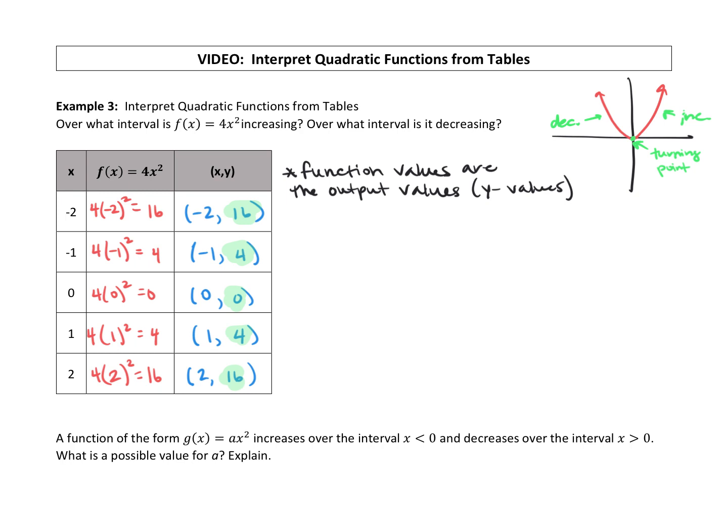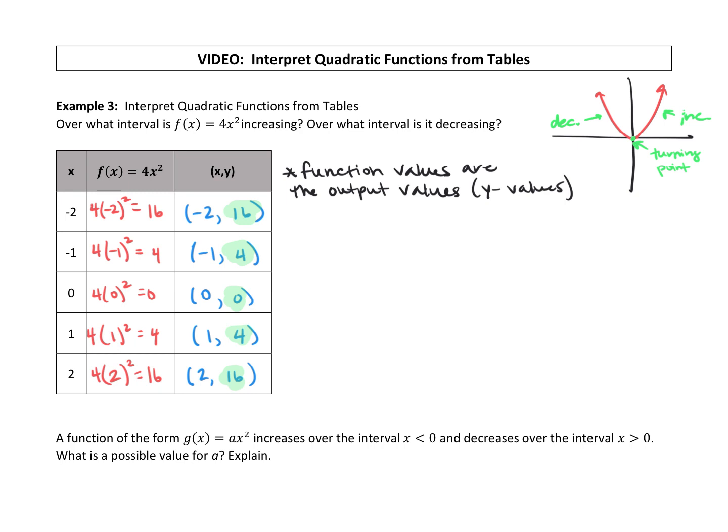So as we move through the table, because if you're going from negative 2 to negative 1 to 0 to 1 to 2 for your x's, that's the same as moving left to right on a graph. We want to see what's happening with our function values, our y's. We're going from a 16 to a 4 to a 0, so I can see we're decreasing. But then after 0, we start increasing. We're going from a 4, and then we're increasing again to a 16.